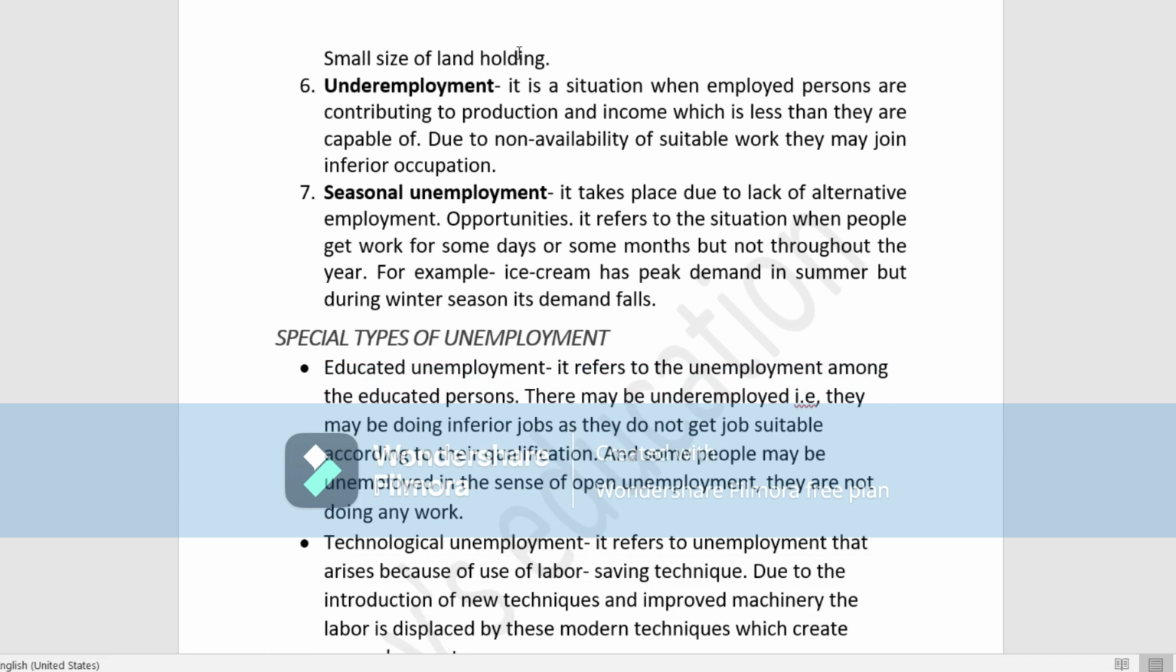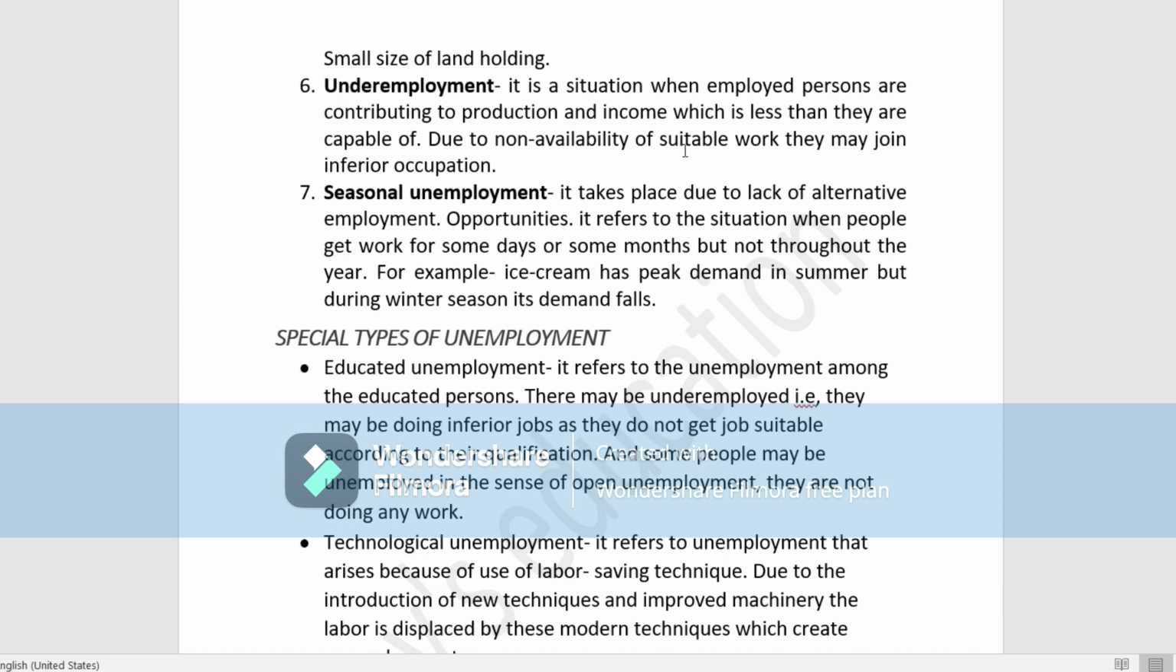The next type of unemployment is underemployment. What is that? It is a situation when employed persons are contributing to production and income less than they are capable of. Due to non-availability of suitable work, they may join an inferior occupation. That means they are capable of doing some superior occupation, but due to lack of jobs, they choose to select some inferior occupation.